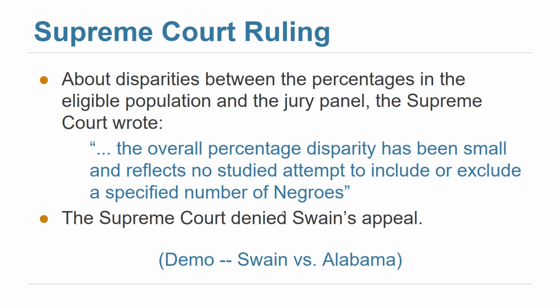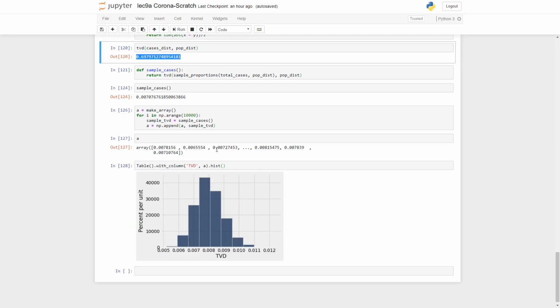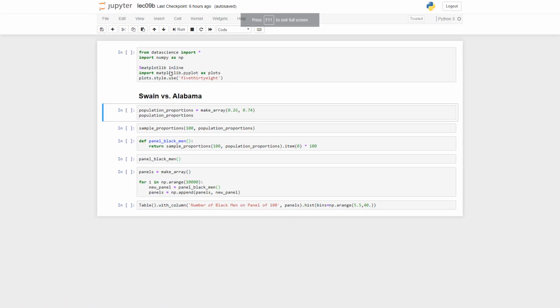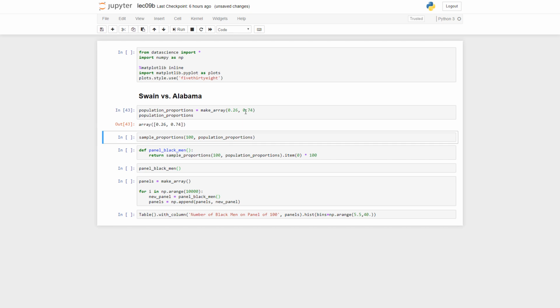By what we learned in this session, let's do the simulation and see how likely it is to get a sample of 100 individuals from that distribution to have 8 Black and the rest to be white. Okay, so let's do this demo. In this demo, we will just run what we have instead of just writing. So we'll start with the population proportions. As we said, we have two distributions, the 26% and the 74%. So we have 0.26 and 0.74. That's what we call the population proportions.